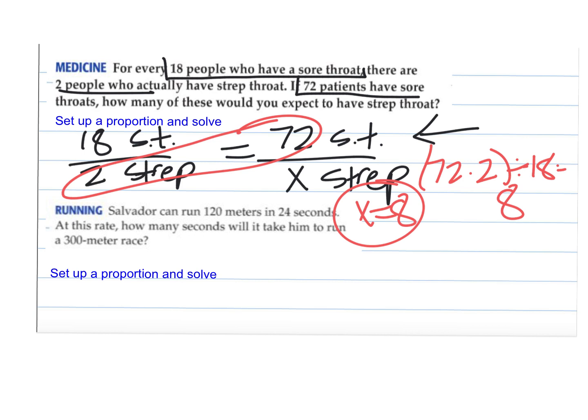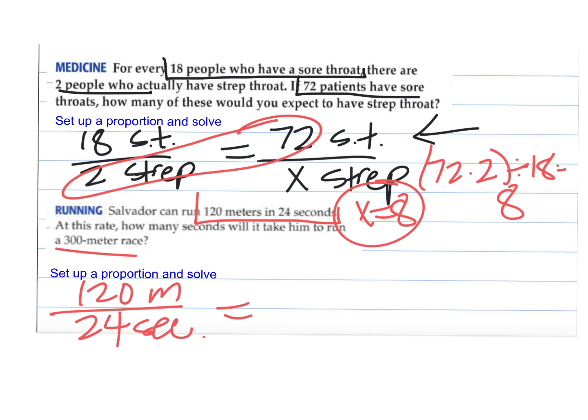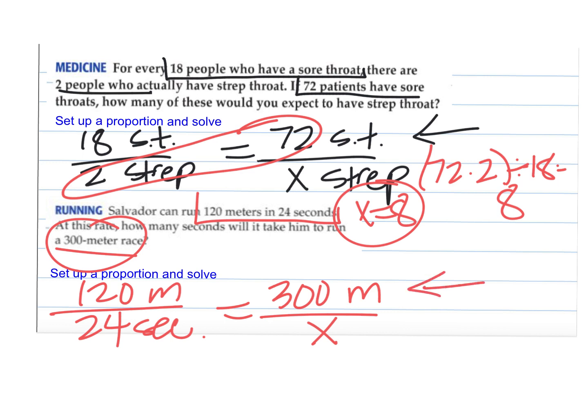Salvador can run 120 meters in 24 seconds. At this rate, how many seconds will it take him to run a 300-meter race? So we would do 120 meters over 24 seconds is the same as 300 meters over x. Notice that I have meters to meters, and seconds to seconds.